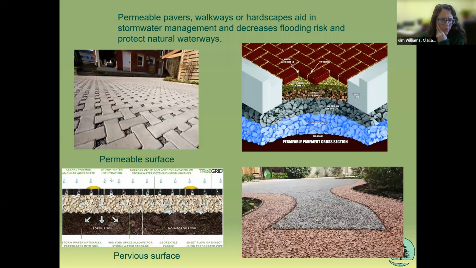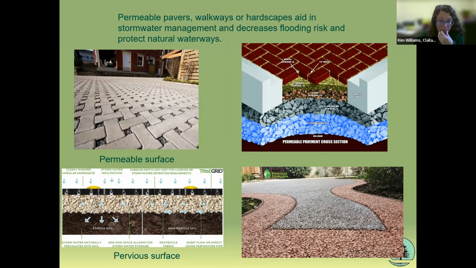And here are some different types of permeable pavers and walkways. There are permeable and pervious surfaces. Permeable surfaces, like the one on the top left here, are little pavers that have spaces where the water can seep down. Like in between each of these pavers, there's just a little spot where water can percolate down and go into the soils below.